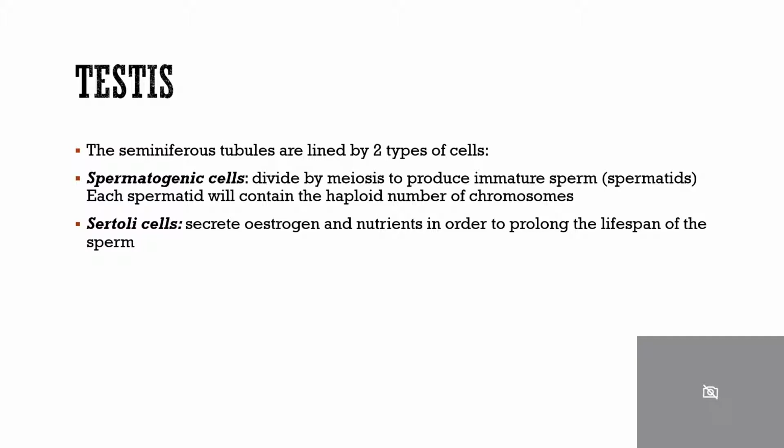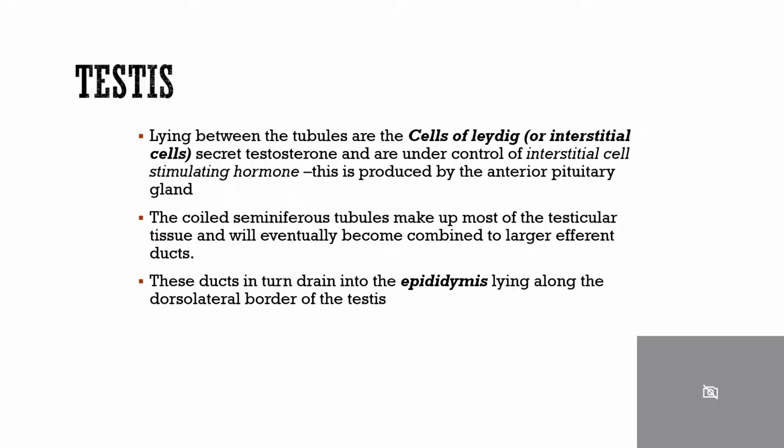Testes. Lying between the tubules are the cells of Leydig, or interstitial cells. These secrete testosterone and are under control of interstitial cell stimulating hormone. This is produced by the anterior pituitary gland.